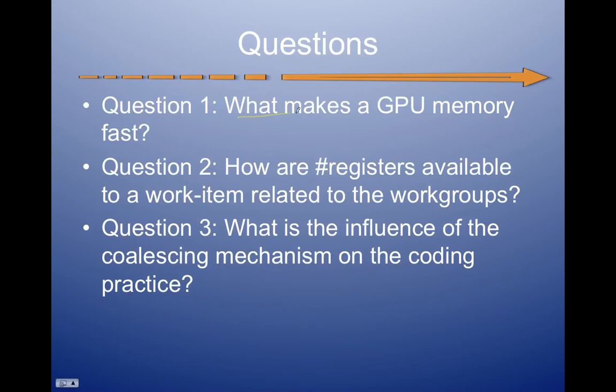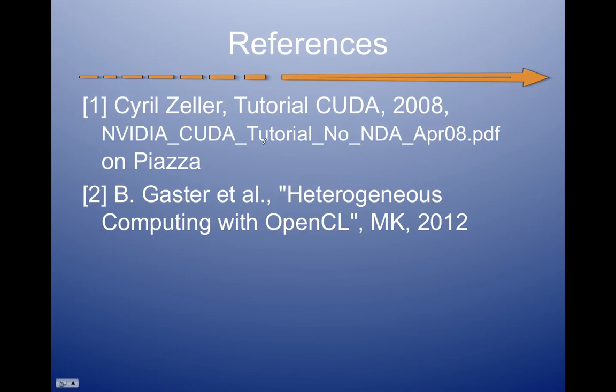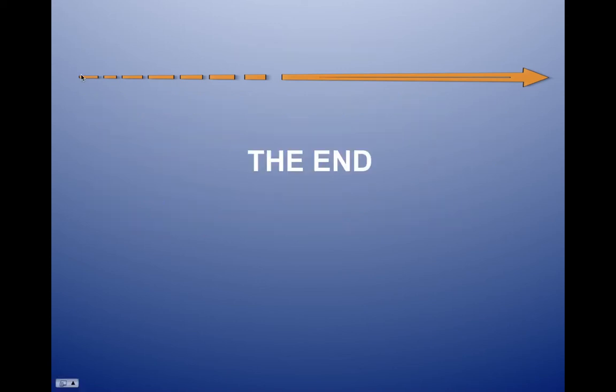So the questions: what makes a GPU memory fast? What are the main elements? How is the number of registers available to a work item related to the work groups? What is the influence of the coalescing mechanism on coding practice? It's a good idea to answer these questions by looking at this tutorial that is on Piazza. See you in class.